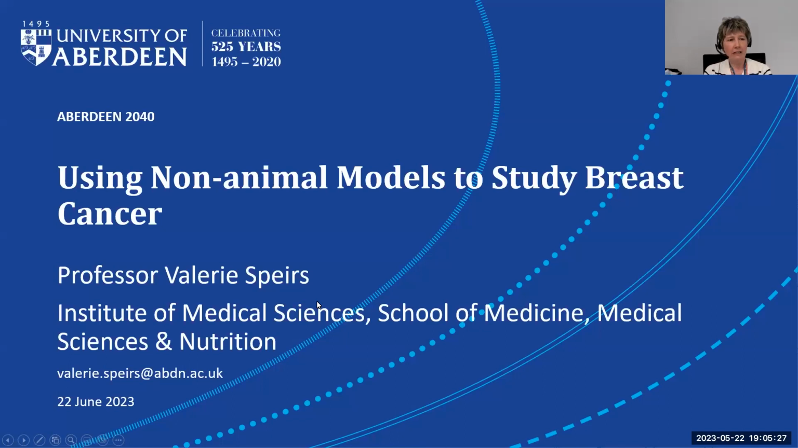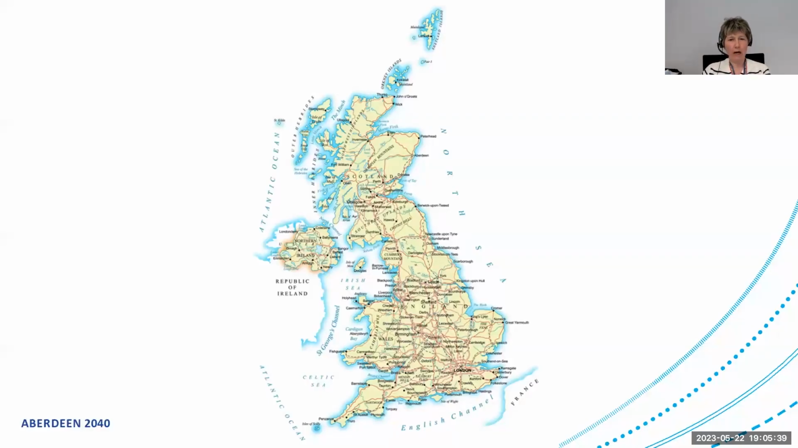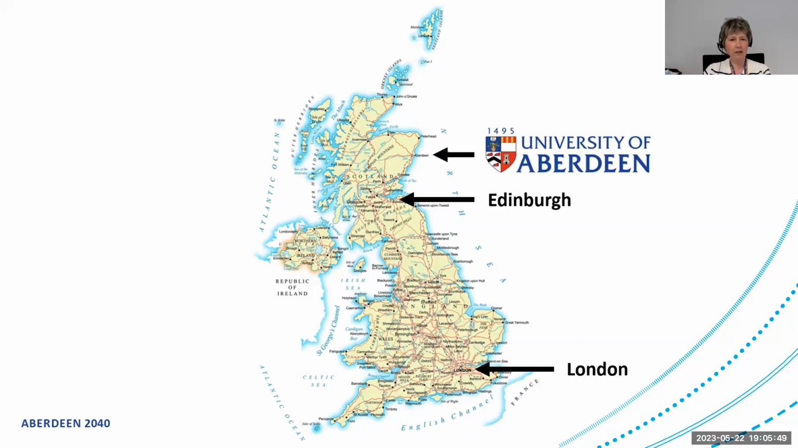As Kat very kindly said, I'm going to be discussing using non-animal models to study breast cancer. So I'm based at the University of Aberdeen. You might be wondering where Aberdeen is. Well, we're right up here in the northeast of Scotland. To the south, about 2.5 hours is Edinburgh, and further south, about 8 hours away, is London. So we're quite far north in the UK.